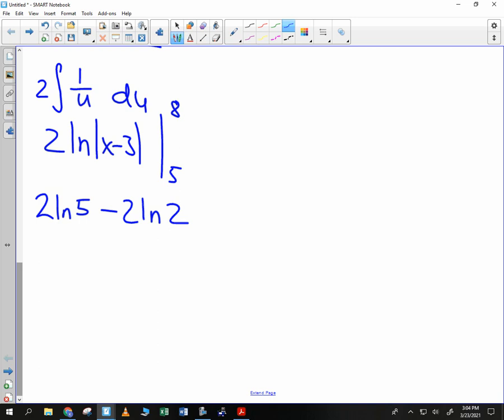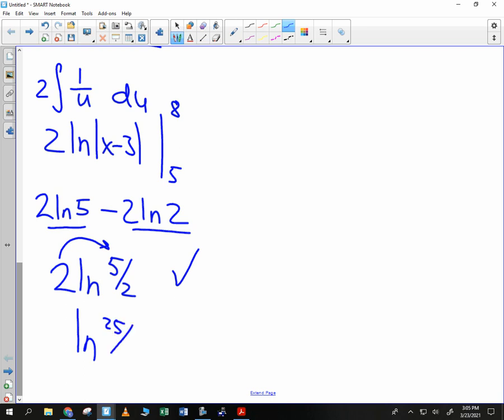Hopefully you remember that what you can do is you can take two logarithms that are separated by subtraction and rewrite them using division and one logarithm. This answer is acceptable. The other answer that's acceptable is maybe you realize you can also dump the 2 up there as an exponent. That would create natural log of 5 squared, which is 25, and 2 squared, which is 4. So either one of these are acceptable for an answer, but you should write it as one logarithm if possible.